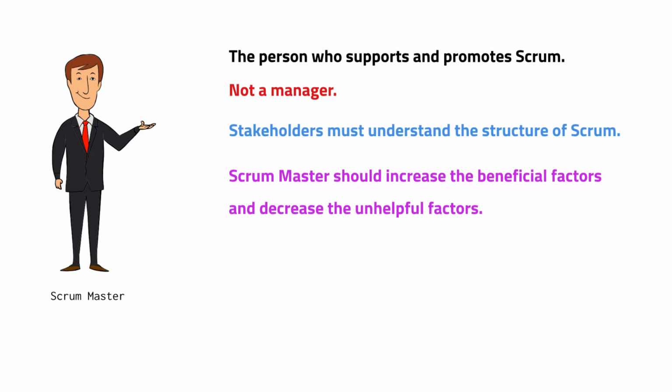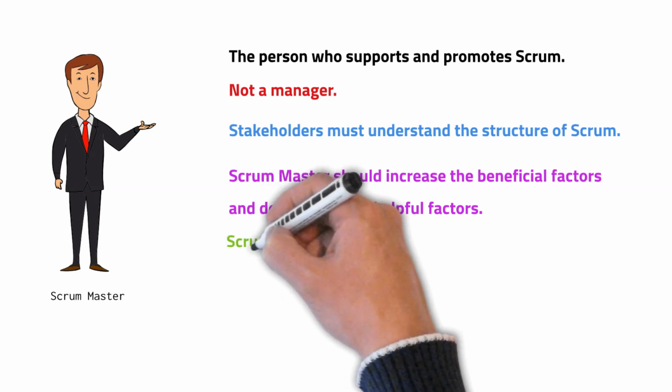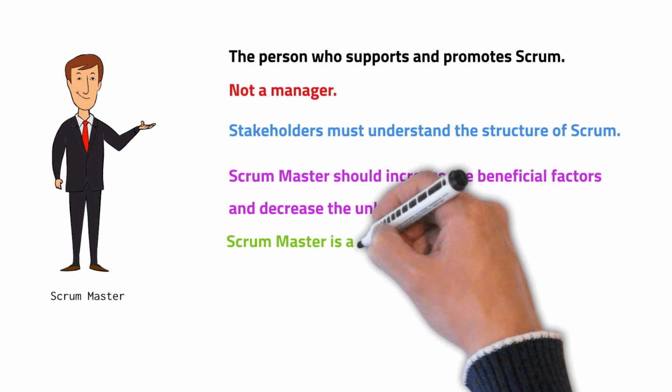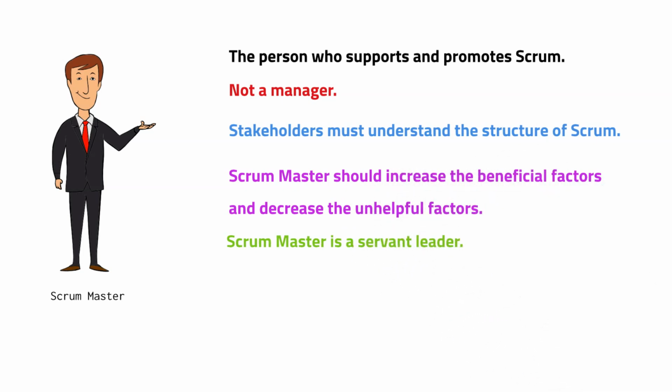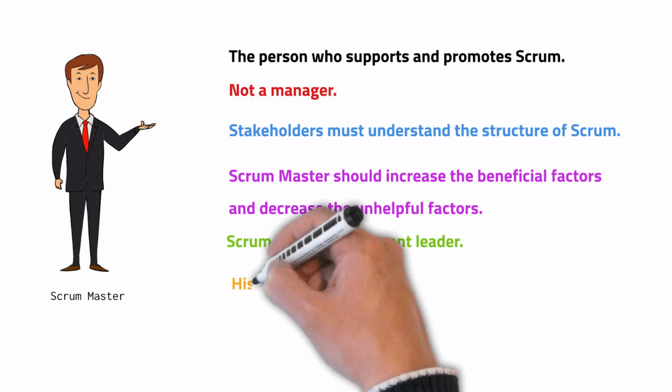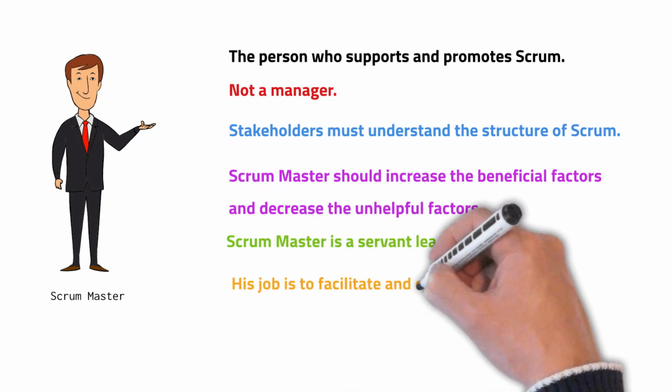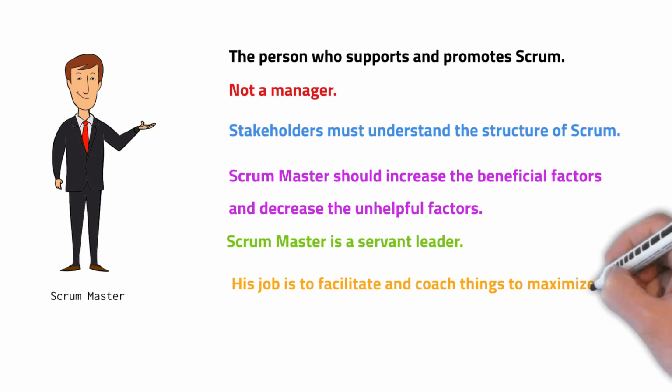The Scrum Master is a leader who serves the team. By practicing servant leadership, he must prioritize the needs of the team and help everyone perform at their best. The Scrum Master is not a formal authority figure like a manager and does not control or decide how developers do their work. His job is to facilitate and coach things to maximize value.